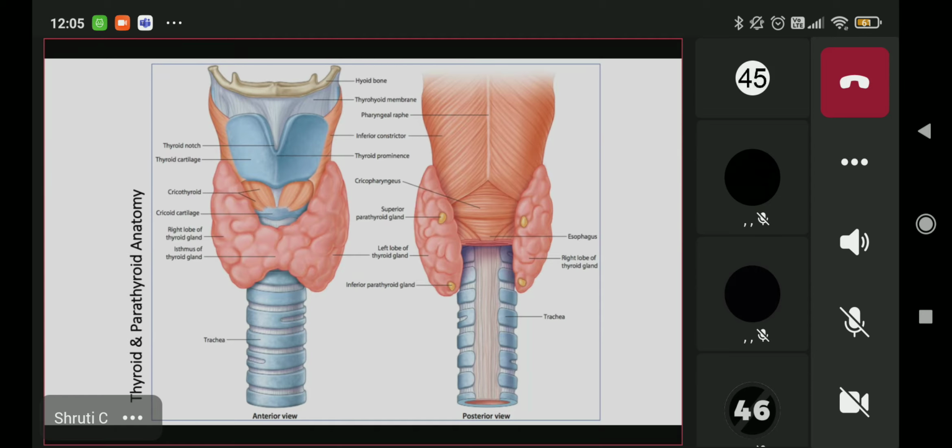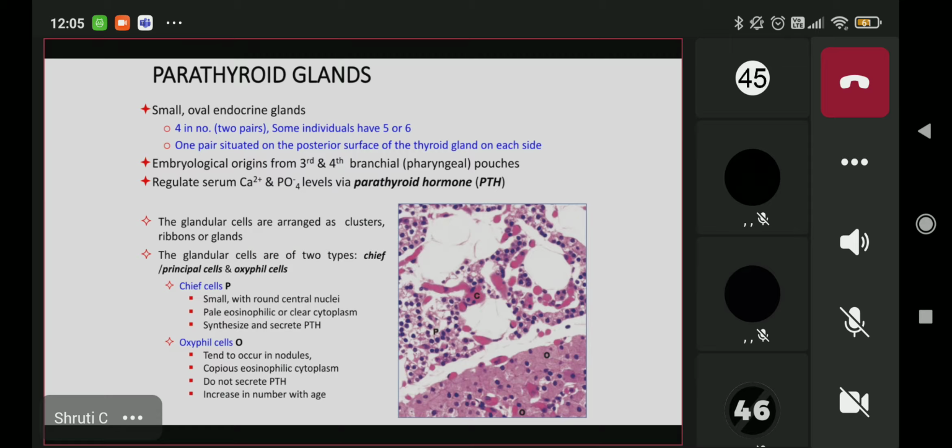So parathyroid glands are small, oval, endocrine glands. They are usually four in number, two pairs. So two superior and two inferior. But some individuals may have five or six. Okay. So one pair each is situated on the posterior surface of each lobe of thyroid gland. Embryologically, you have studied this in anatomy, they are derived from the third and fourth branchial pouches. What is the function? The parathyroid gland secretes parathyroid hormone, and this hormone regulates the serum calcium and phosphate levels.